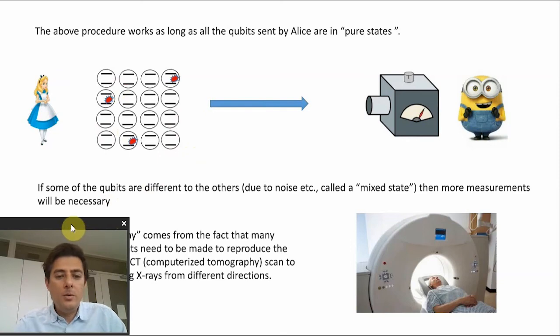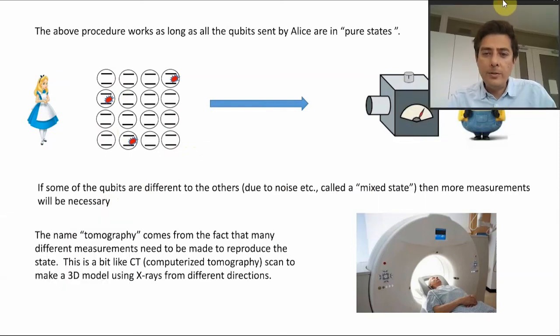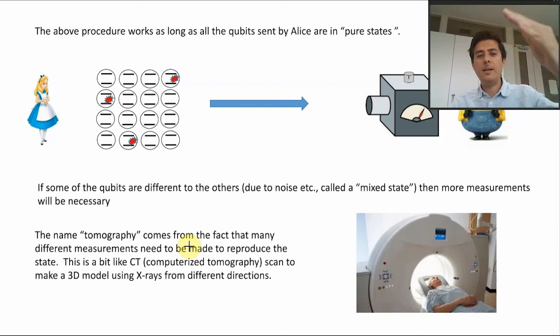Okay, so why is this called tomography? Well, it comes from the fact that, remember, in order to figure out what our state is, we had to do two different types of measurements. We had to do the 0, 1 basis measurement, and then we had to do the x plus and minus basis measurement.